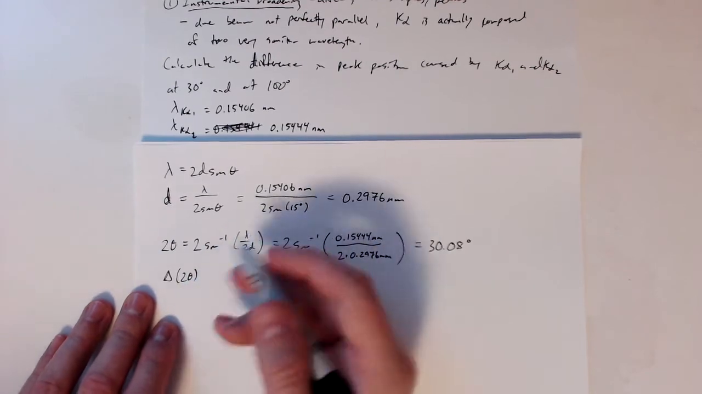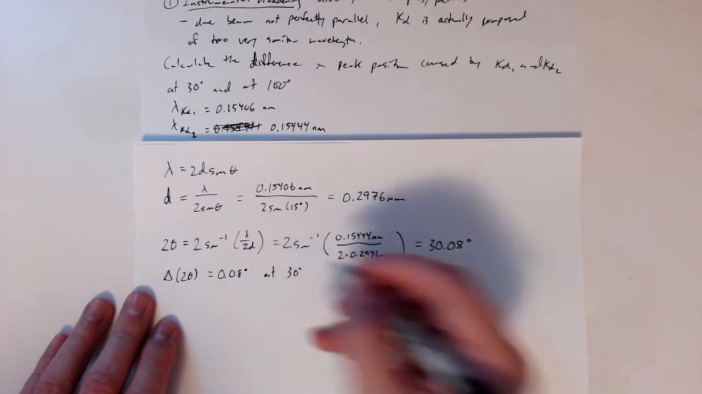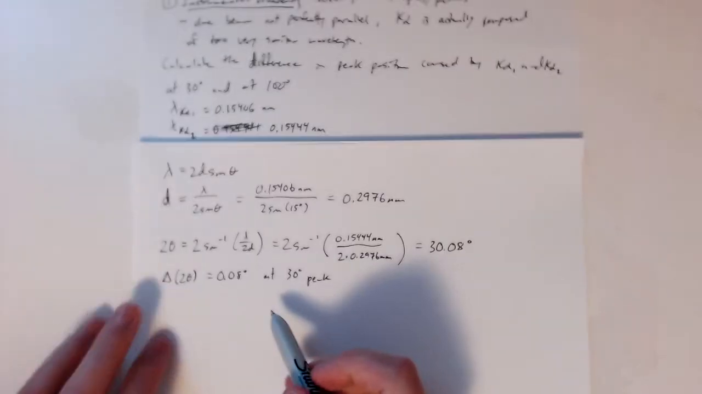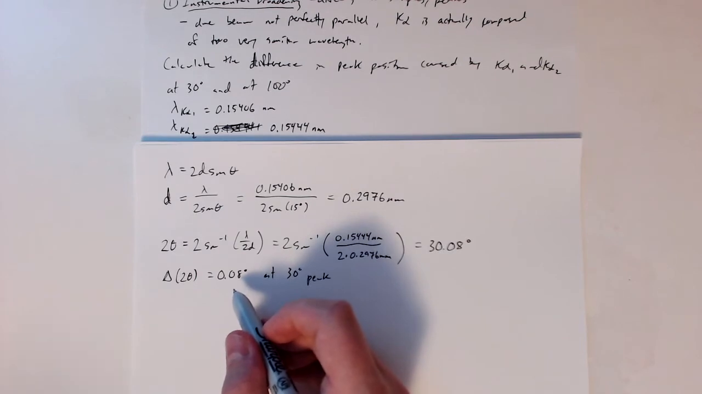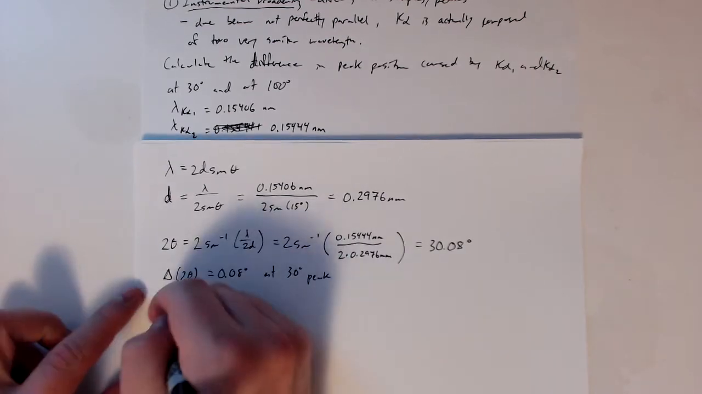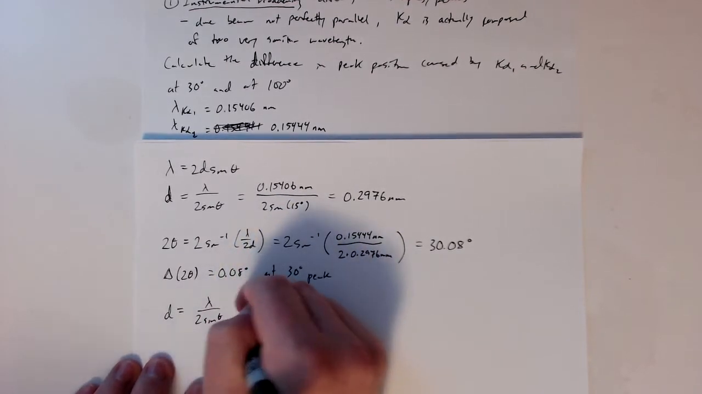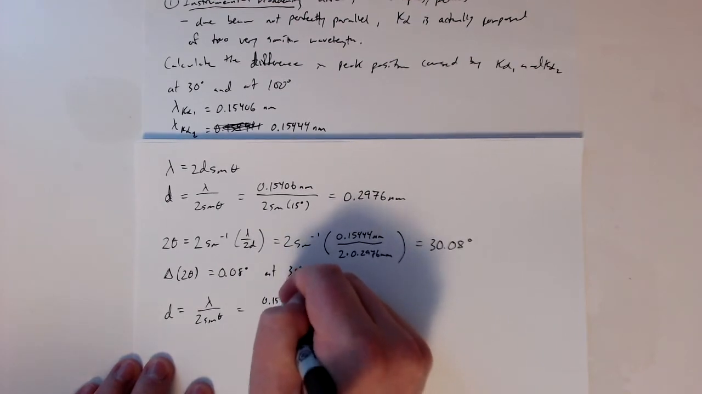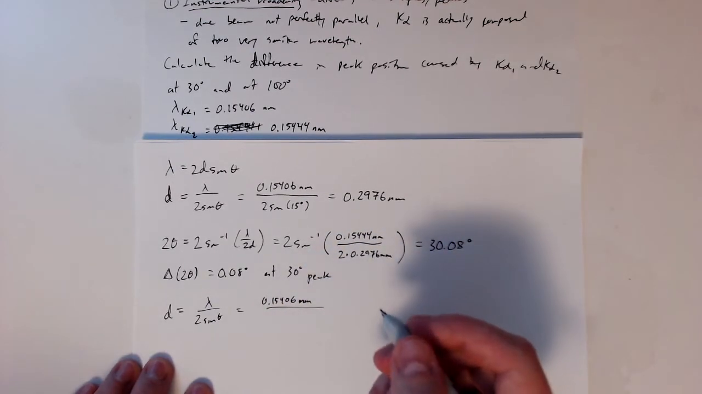Now, if I look at my change between the two, the difference, this is going to be 0.08 degrees at the 30 degree peak. So we have close to 0.1 degree difference at 30 degrees. That gives us an idea of how wide that will make the peak. I can go through the same calculation for the 100 degree peak. So if I calculate what the d spacing is for that peak using the first wavelength, and if you want to use the second, that's fine as well. This is just giving us a difference in the end.